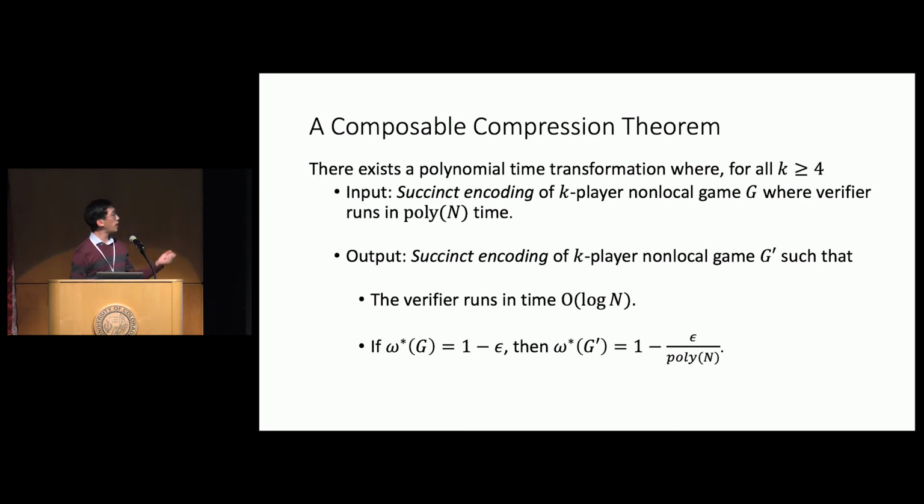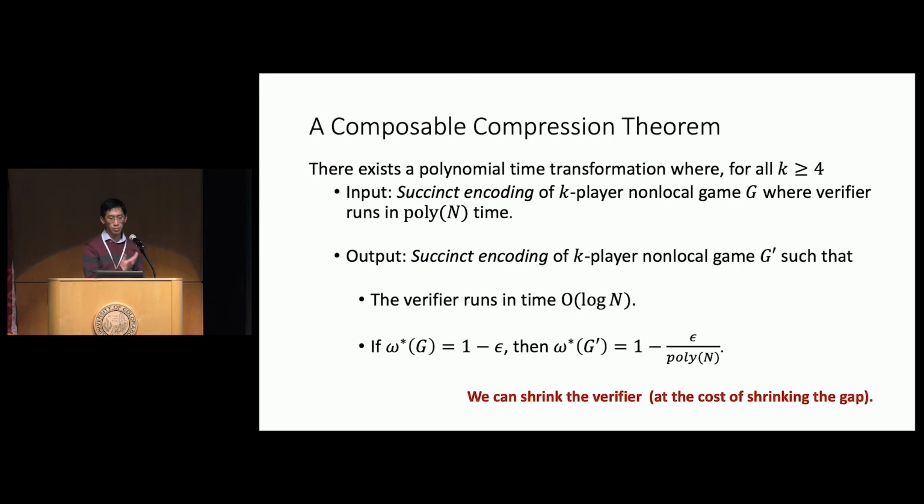And the entangled value of this new game G prime is related to the original game's entangled value in the following way. If omega star of G is 1 minus epsilon, then omega star of G prime is closer to 1 by a factor of poly in n. Remember, poly in n is the complexity of the original verifier. So in other words, this compression theorem gives you a way to shrink games, to shrink the verifier of games, at the cost of shrinking the gap of your game. By gap, I mean how close the value is to 1.